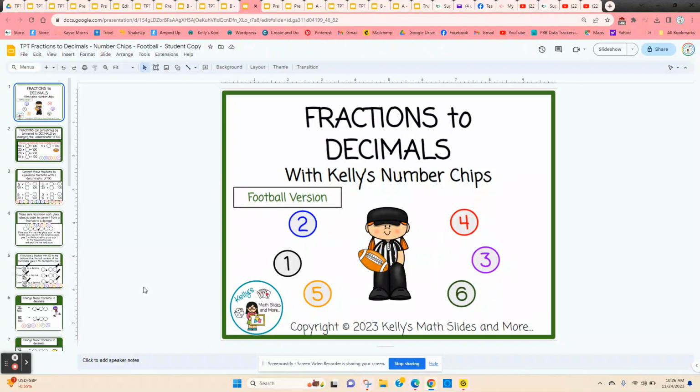Fractions to decimals with number chips. This is the football version, and this is the digital lesson that walks students through the steps of changing a fraction to a decimal.